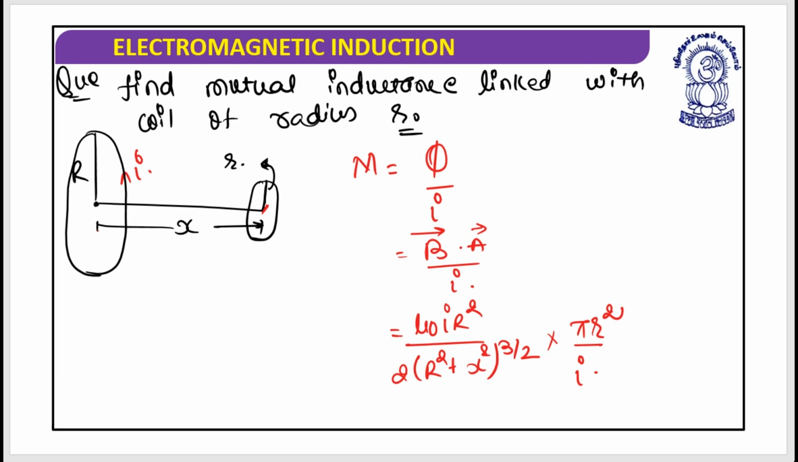So this I and this I have gone, and I am left with the remaining terms. That would be mu naught R square multiplied by pi r square divided by 2 into bracket R square plus x square to the power 3 by 2. This is the mutual inductance M. I hope this is clear. Are there any doubts up till now? No? Great.